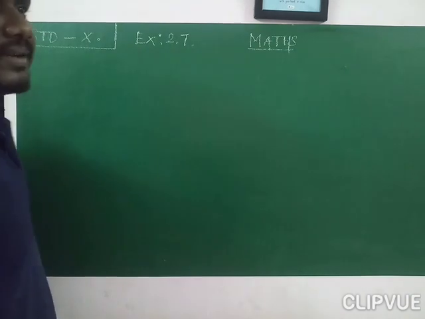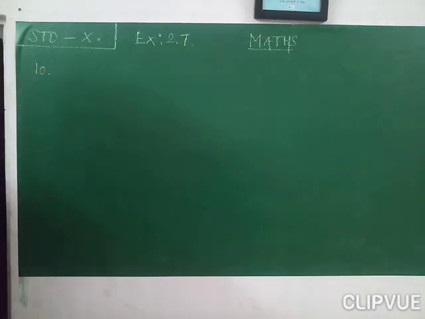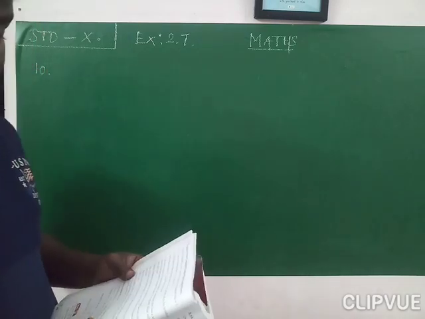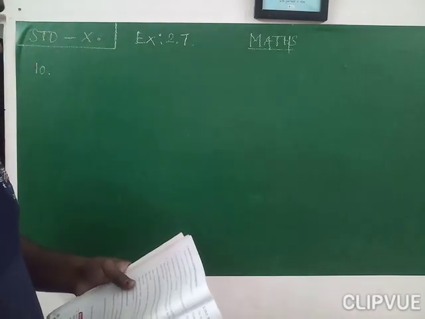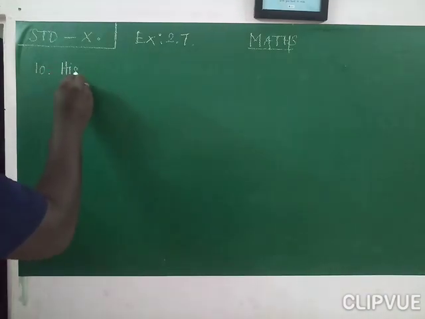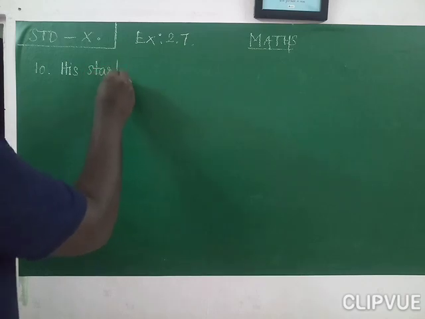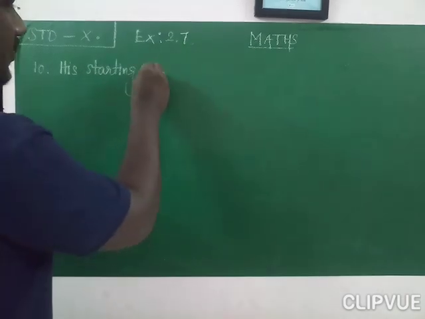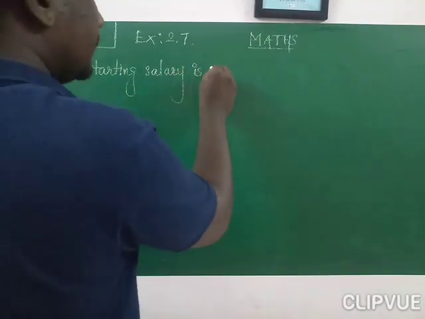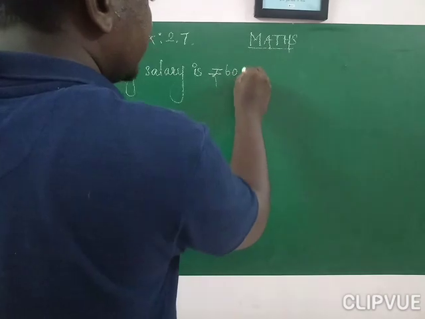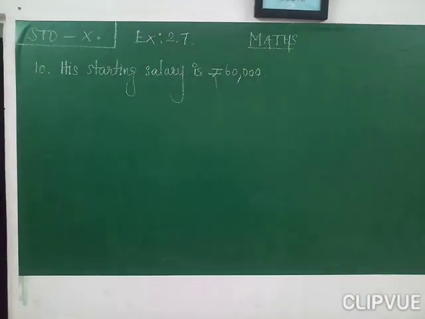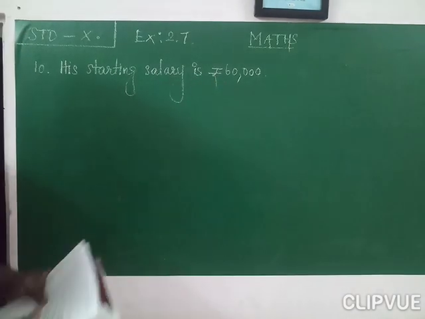Exercise number 2.7, question number 10. The question is, a man joined a company as assistant manager. The company gave him a starting salary of rupees 60,000. So first we have to write what is given. His starting salary is rupees 60,000.